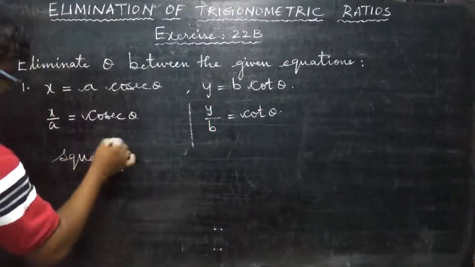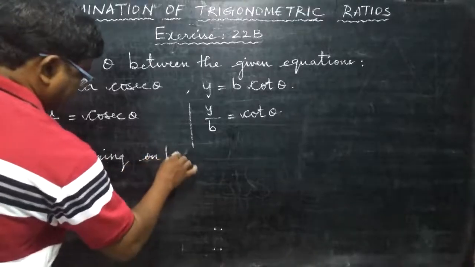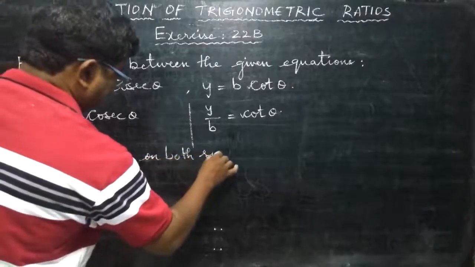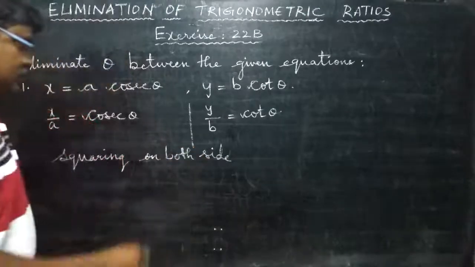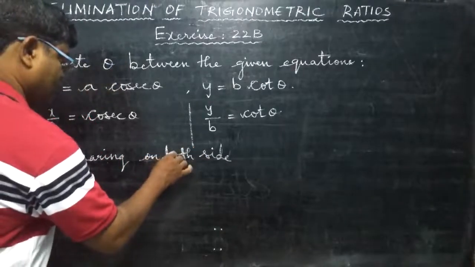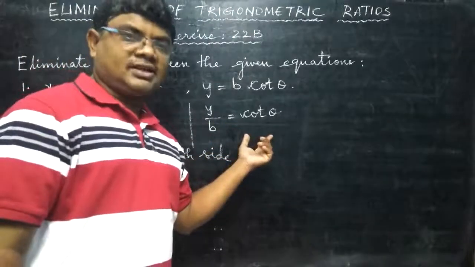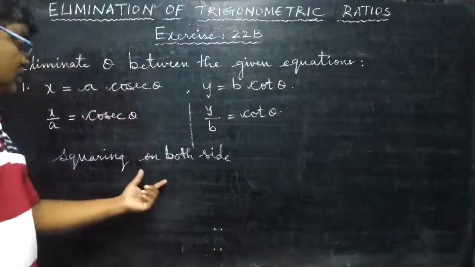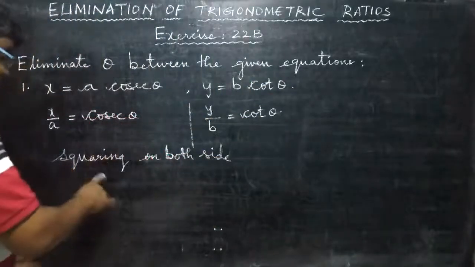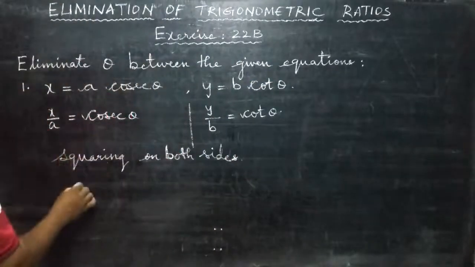Sir, how do we know that we should do squaring or cubing? There is no hint to do it. You may get the doubt, sir, how to do it? We know the identity: cosecant square theta minus cot square theta. Using that identity I am doing this, squaring on both sides, not one side. Both sides I am going to square.